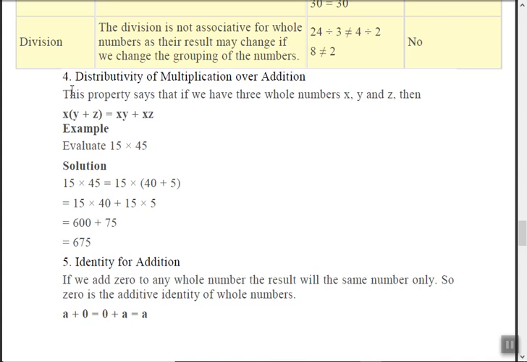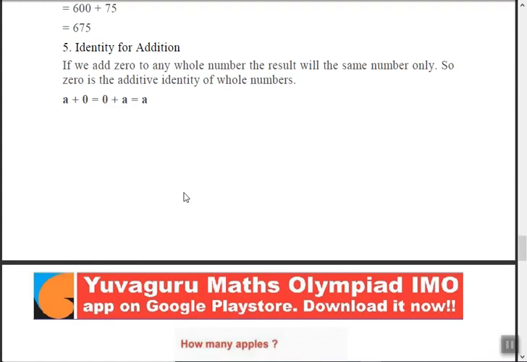It means what? Suppose if you add y plus z and then multiply it with x, what will be the answer? Here it becomes x into y plus x into z, right? xy plus xz.